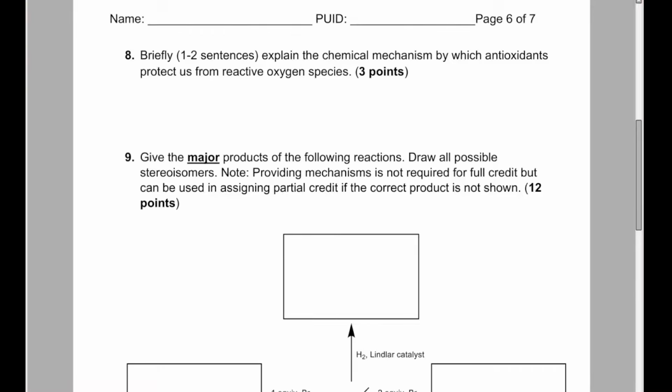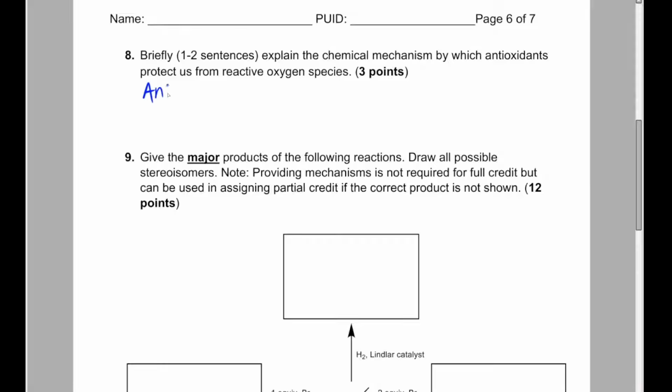8. Briefly, 1 to 2 sentences explain the chemical mechanism by which antioxidants protect us from reactive oxygen species. So reactive oxygen species in this case will just be considered as oxygen species that are radicals. And remember conceptually that radicals are highly reactive and unstable. So antioxidants will protect us from reactive oxygen species by donating an electron to the radical, and it'll neutralize the radical so that it has a lone pair rather than just a free radical, which is very reactive and can damage tissues and DNA and stuff like that.